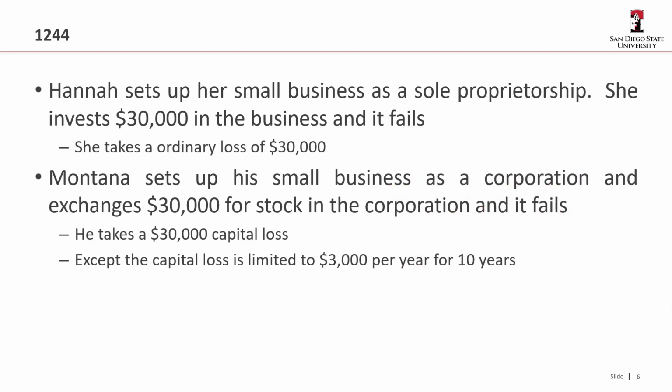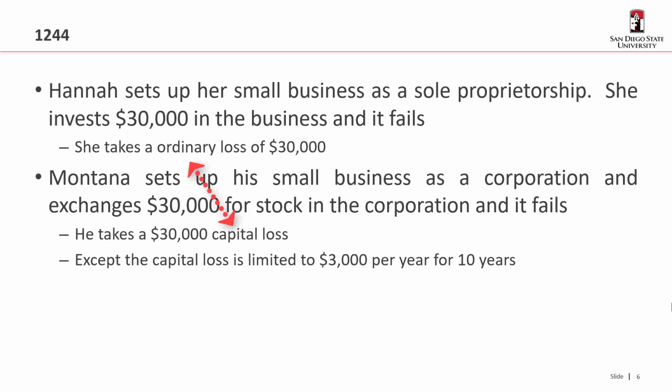Montana, on the other hand, sets up his small business as a corporation and exchanges $30,000 for stock in the corporation, and then that business fails. Because stock is treated as a capital asset, Montana's going to take a $30,000 capital loss. So the problem is the capital loss is limited to $3,000 a year, presumably for up to 10 years if Montana doesn't recognize any other capital gains.